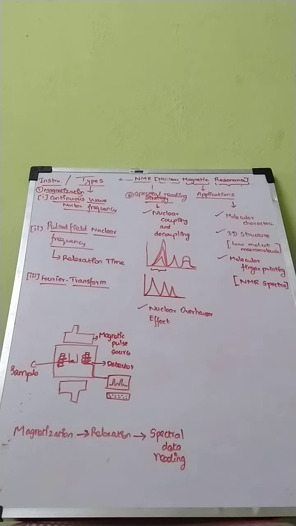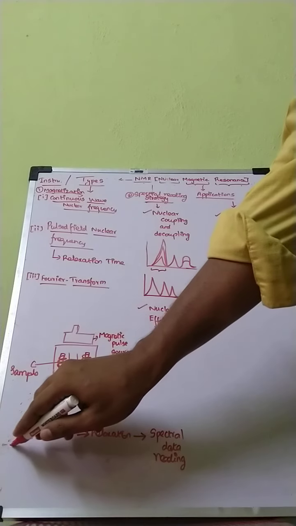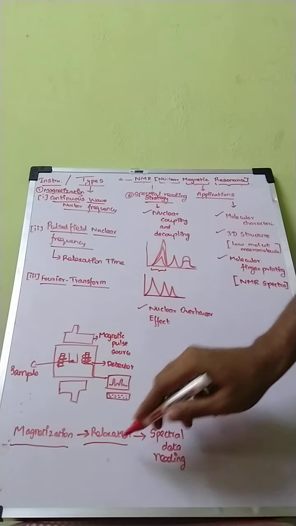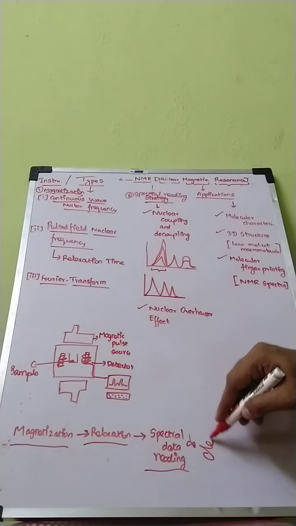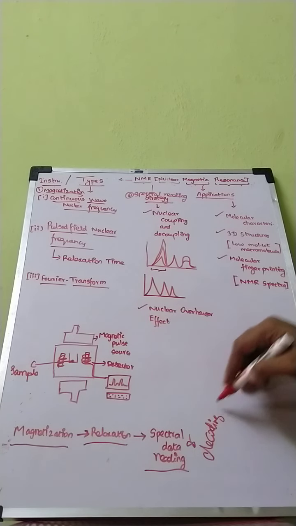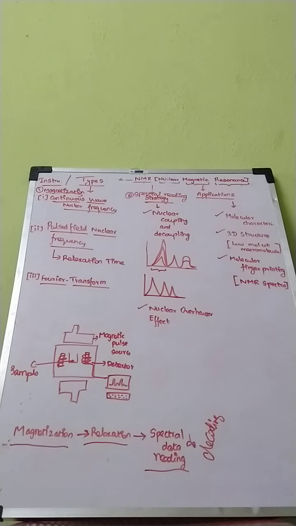Coming to instrumentation and experimental strategy, NMR works in three stages. One is magnetization, second relaxation, third one spectral data reading and its decoding. With this you will come to know information related to physical, chemical as well as structural properties of a given molecule. This is done using an instrumentation setup that has three basic parts.